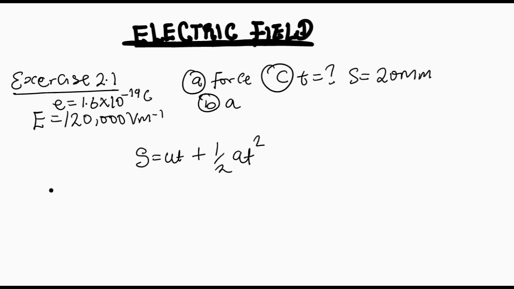Our s is 20 millimeter. That's the same thing as 20 over 1000, so that's 0.02 equal to our ut.